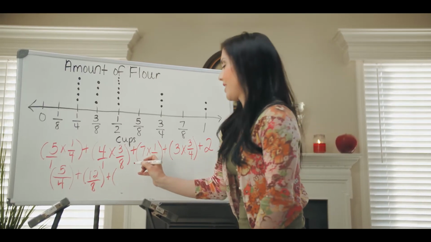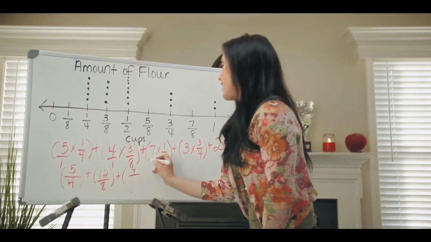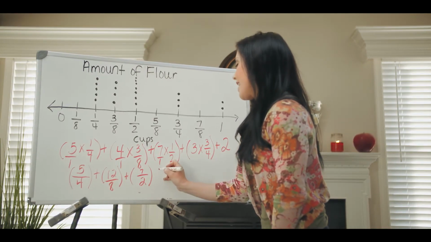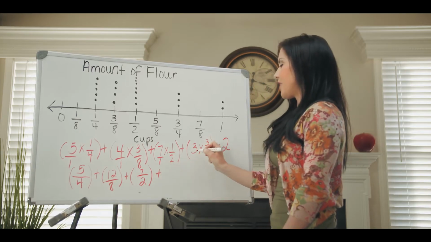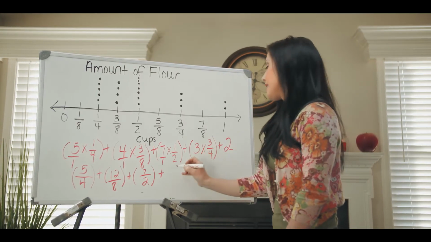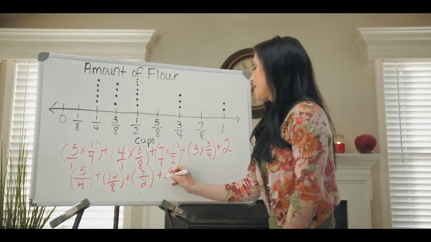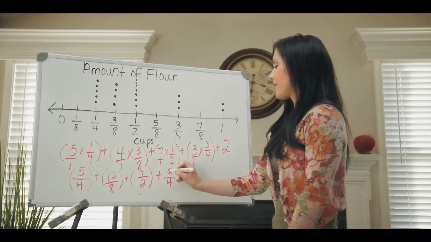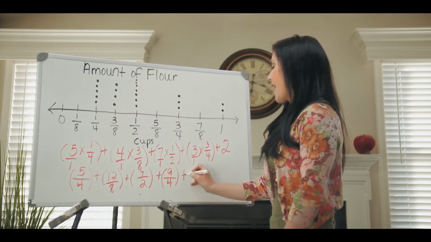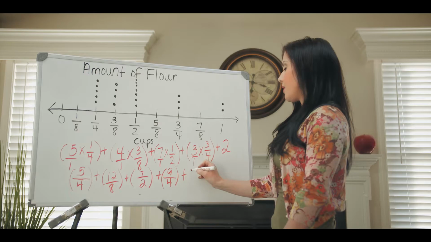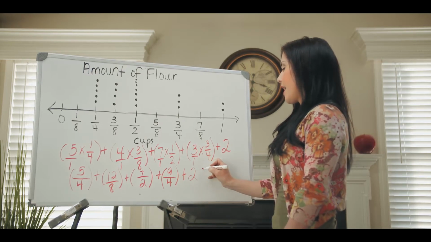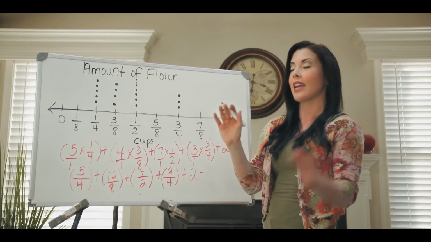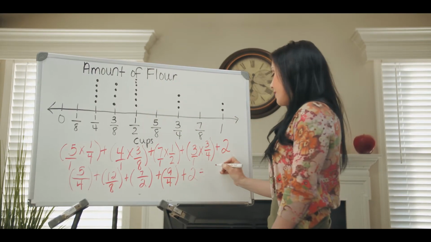Let me hear you. 7, very good. 1 times 2 is 2. Excellent. Almost done. Straight across. 3 times 3 is 9. Good. 1 times 4 is 4. Excellent job. And now we just have to tack on the whole number of 2. And remember, I need my variable, right? You can choose any letter that you like. I'm gonna use F for flour.